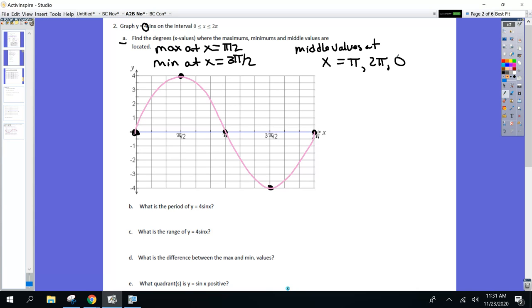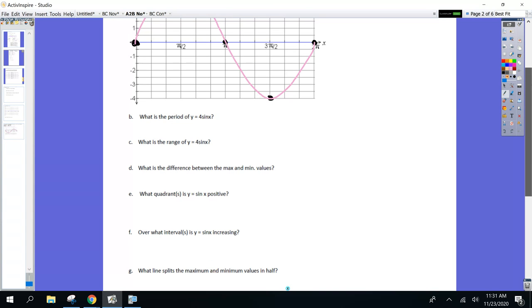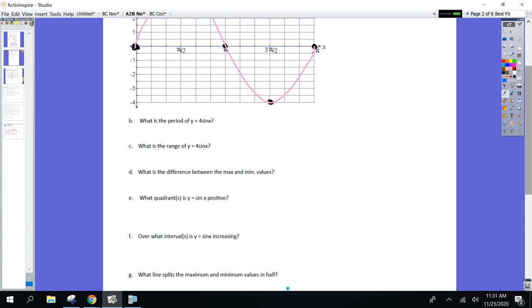And that's what's going to happen every time with the sine curve until I change things up on you guys. All right, couple new vocabulary terms. What's the period of a function like 4 sine x?